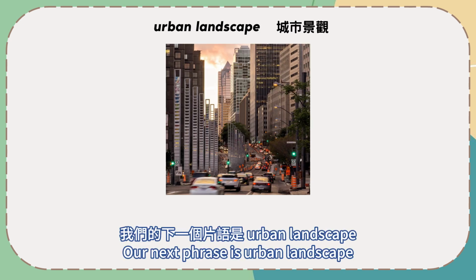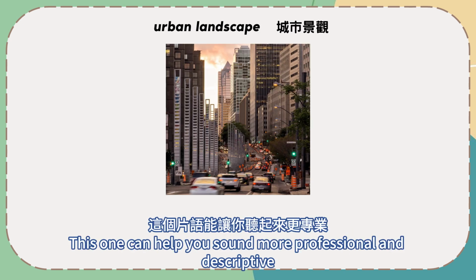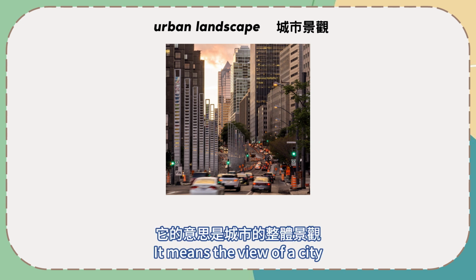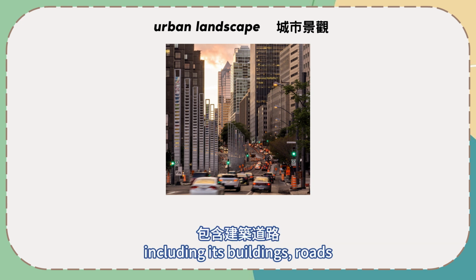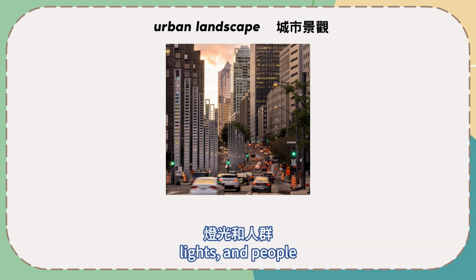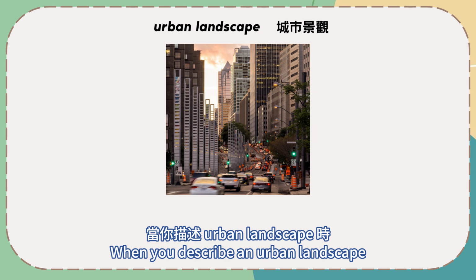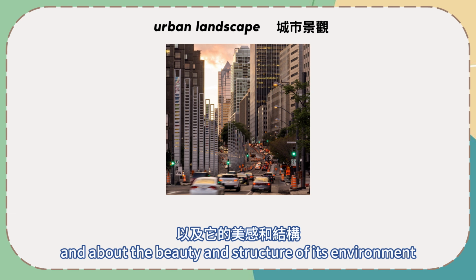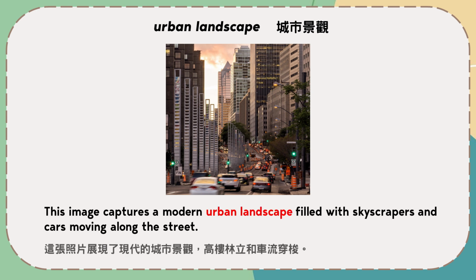Our next phrase is urban landscape. This one can help you sound more professional and descriptive when the photo shows city life. It means the view of a city, including its buildings, roads, lights, and people. When you describe an urban landscape, you are talking about how the city looks as a whole and about the beauty and structure of its environment. This image captures a modern urban landscape filled with skyscrapers and cars moving along the street.